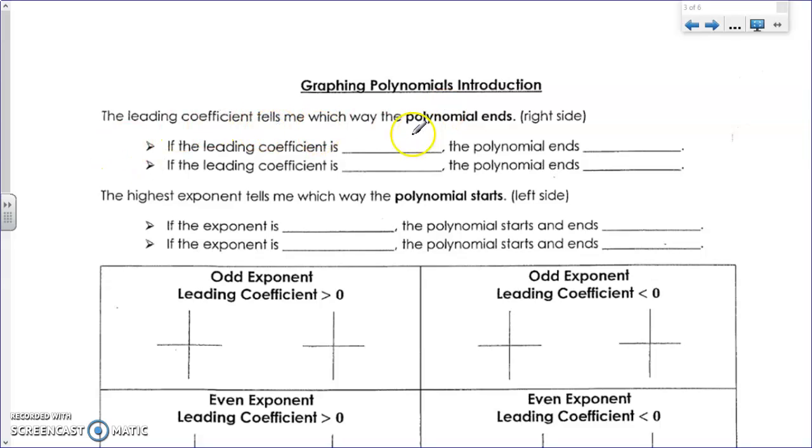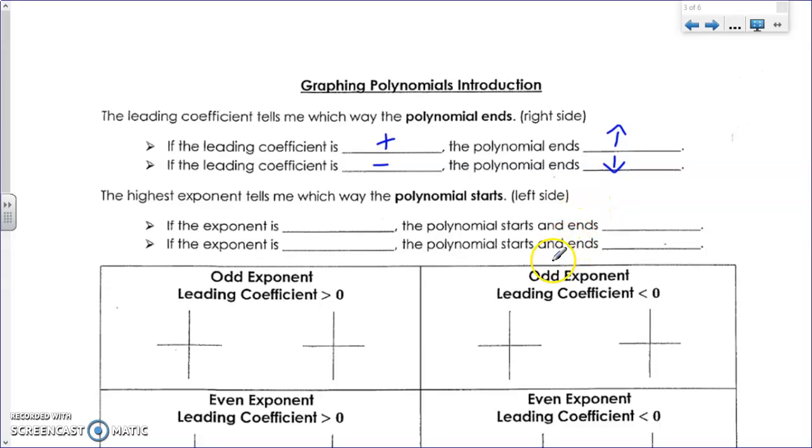So the leading coefficient tells me which way the polynomial ends. Where does the polynomial end? On the left or the right? On the right, right? You read left to right. Left is the start, right is the end. So if the leading coefficient is positive, how do you think that graph's going to end? It's going to end going up, right? So if the leading coefficient is positive, the polynomial ends up. If the leading coefficient is negative, the polynomial is going to end down.